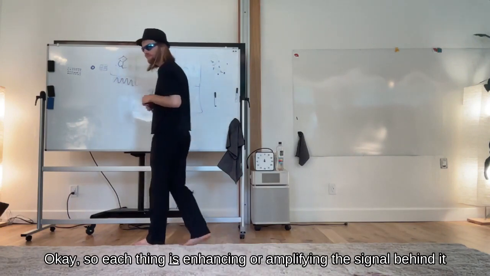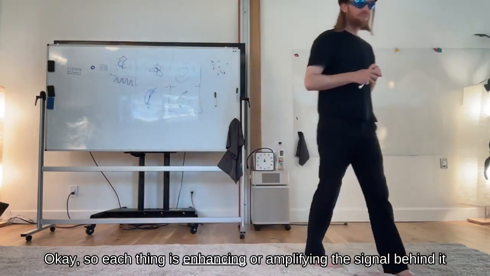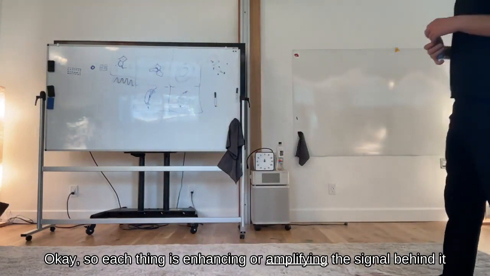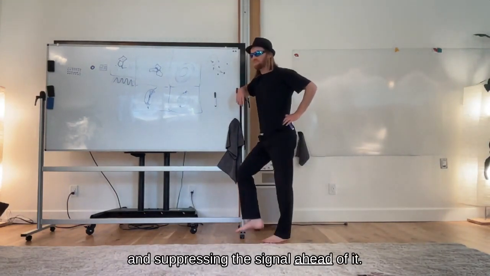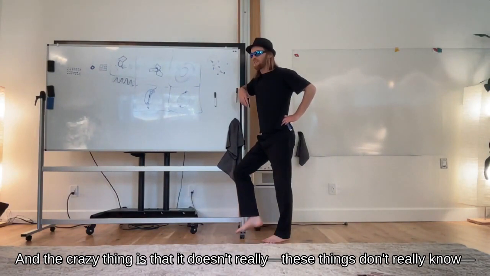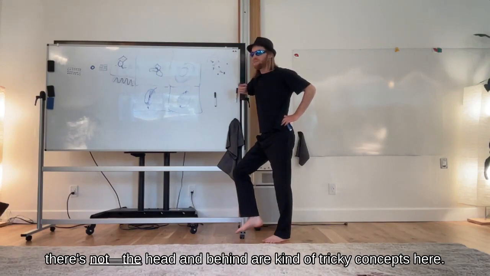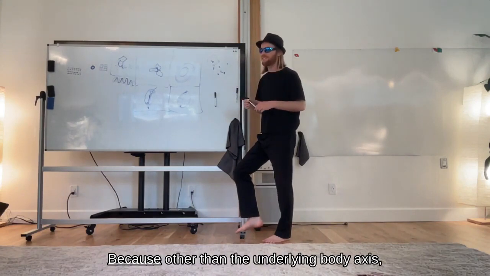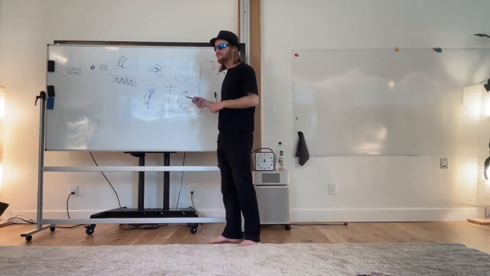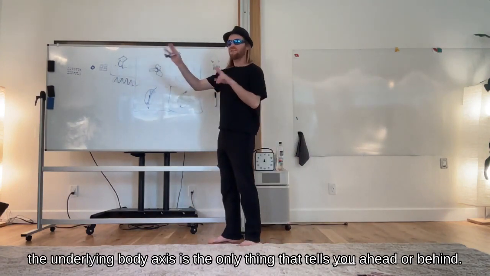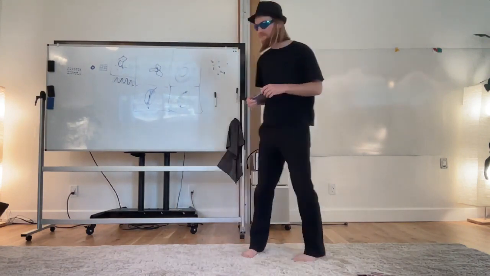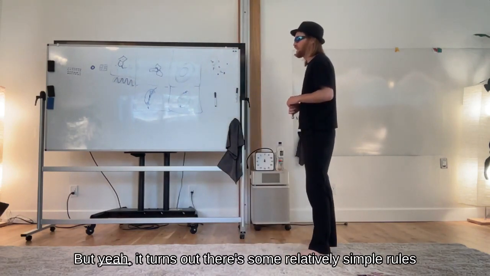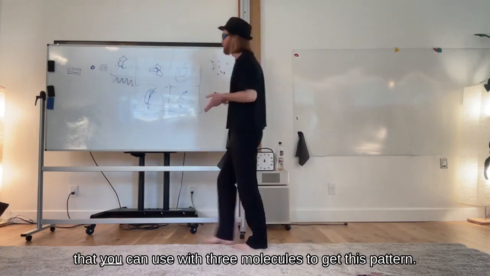Okay, so each thing is enhancing or amplifying the signal behind it, and suppressing the signal ahead of it. And the crazy thing is that these things don't really know ahead and behind; those are kind of tricky concepts here. Other than the underlying body axis, which is the only thing that tells you ahead or behind, right? You just have an idea of where that is. But it turns out there are some relatively simple rules that you can use with three molecules to get this pattern.